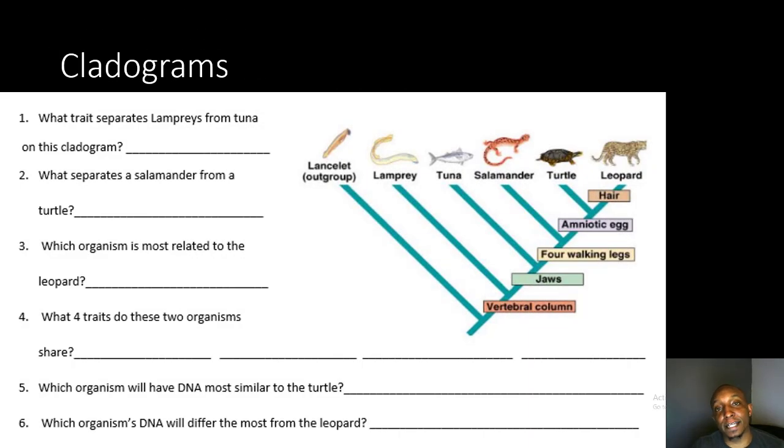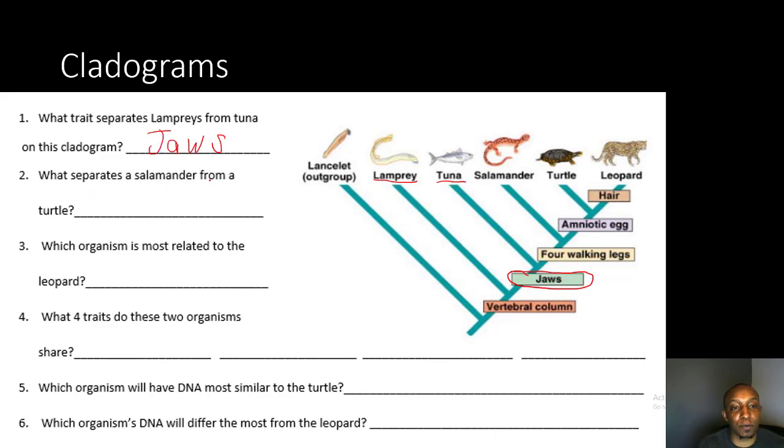And now let's look at our last concept, which is cladograms. So number 1, what trait separates lampreys from tuna on this cladogram? So let's go ahead and locate the lamprey. So here's our lamprey right here. Then here's our tuna. If you notice, both of them have a vertebral column, but what you notice is that the tuna actually has jaws and the lamprey does not.